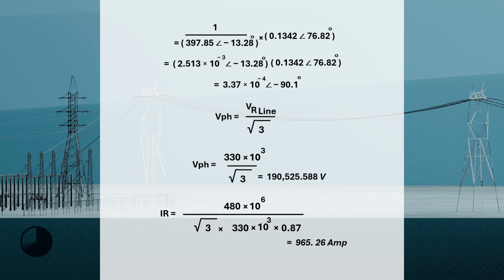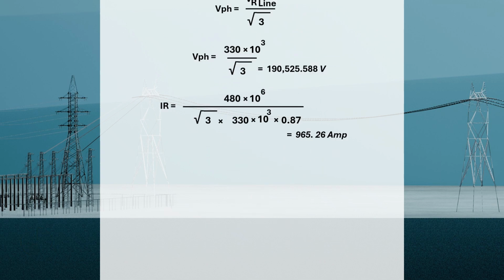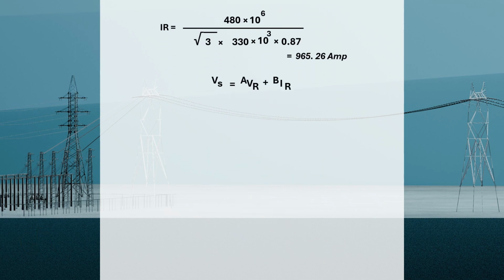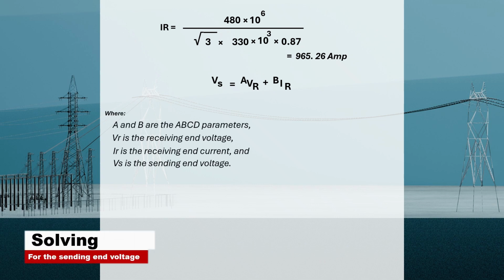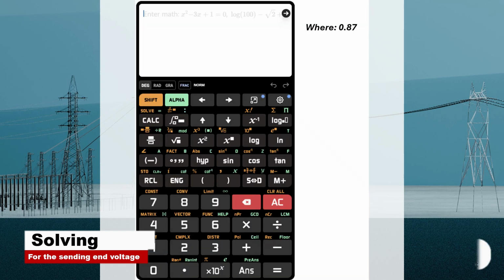With both the receiving end voltage and current now known, we can use the ABCD parameters to calculate the sending end voltage. According to the transmission line equation, the sending end voltage Vs is equal to parameter A multiplied by the receiving end voltage, plus parameter B multiplied by the receiving end current. When we substitute the values for A, B, the receiving end voltage, and the receiving end current, we end up with two complex numbers in polar form.